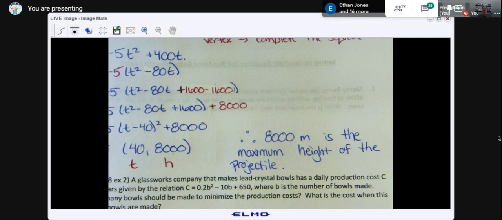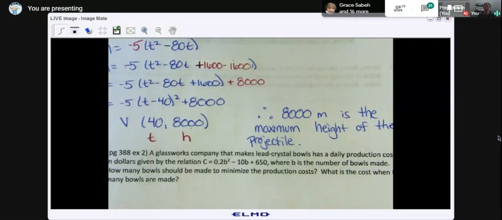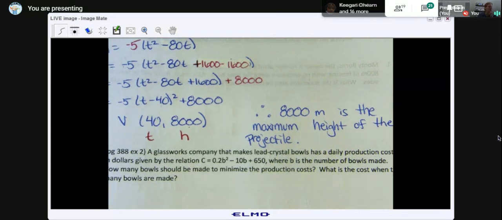Number 4. A glassworks company that makes lead crystal bowls has a daily production cost of C in dollars, given by the relation C equals 0.2B squared minus 10B plus 650, where B is the number of bowls made. What this company wants to do, and this is actually something that companies will examine, is know how many bowls should be made to minimize production costs.